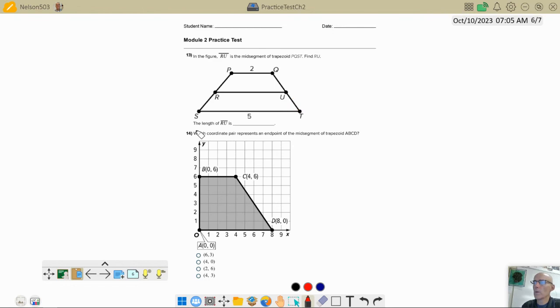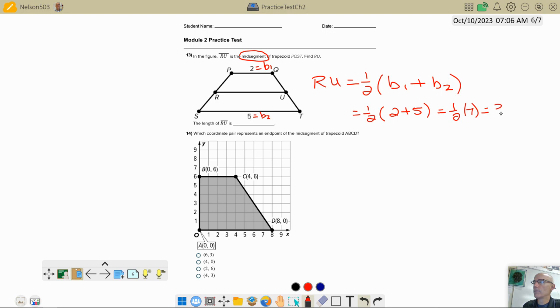All right. It wants to know the length of RU. RU is the mid-segment. That means it is equal to half of the bases added together. So base 1 plus base 2, and base 1 is up here, base 2 is down there, or vice versa. It doesn't matter which one you call base 1 and base 2. All right. And so I'm going to go 1/2 times 2 plus 5. That's 7. Half of 7 is 3.5.